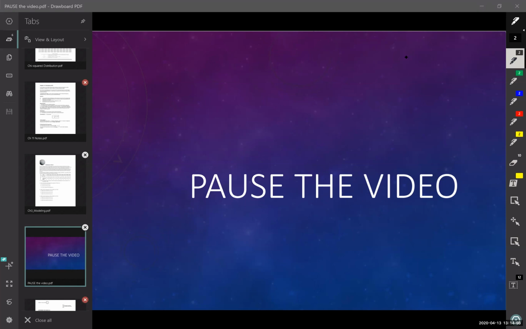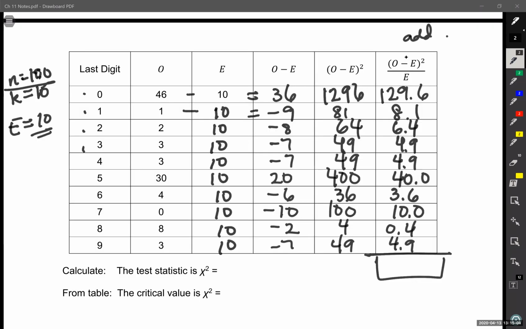All right, I'm back, and here are all the answers from the chart. Pause it again, double check all your answers. Notice the whole O minus E squared column is positive. Everything is positive because once you square it, it is positive. And then in dividing by 10, I just move the decimal one place over.